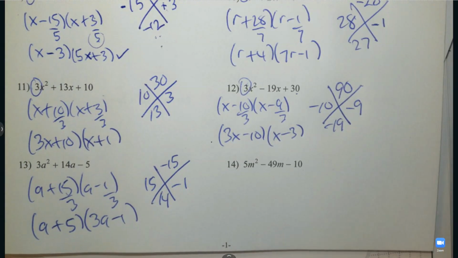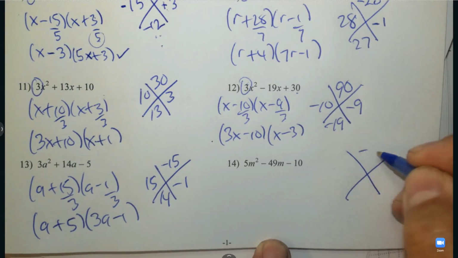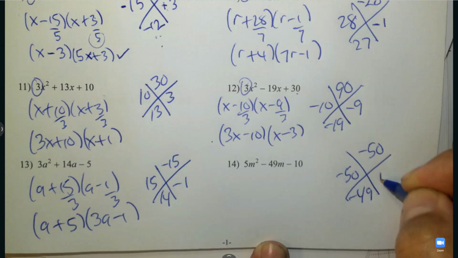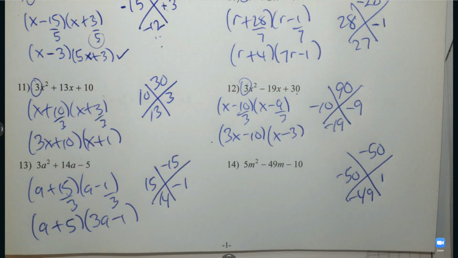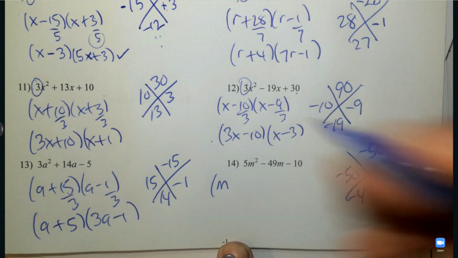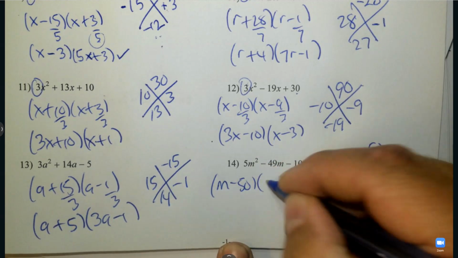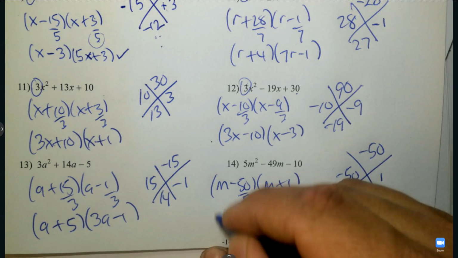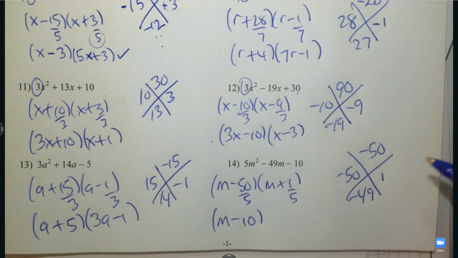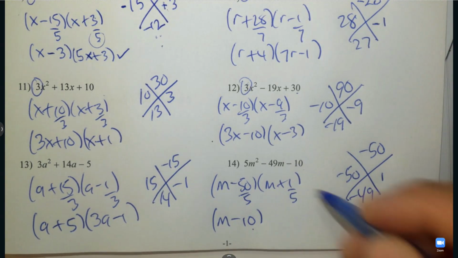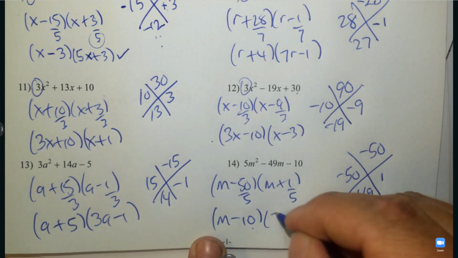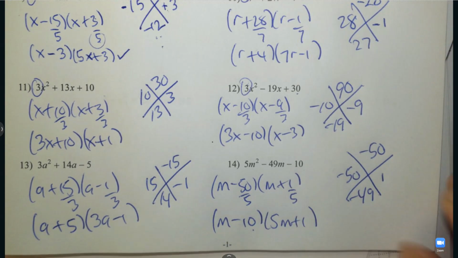All right, it's time for you to try. Try number 14. So again, the two numbers that multiply to negative 50 and combine to negative 49. Write them down. So negative 50 and positive 1. Divide. So when I divide, 50 divided by 5, that's 10. 1/5 is in lowest terms. So take the denominator and slide it in front. All right, turn the page.